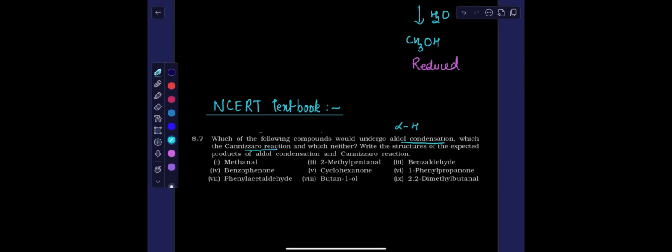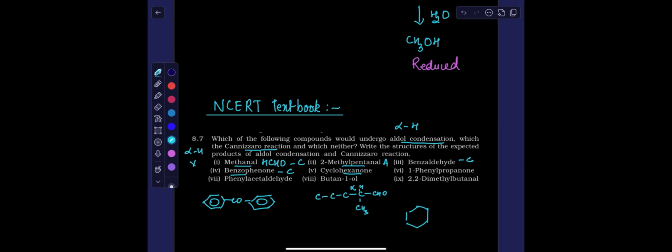Let's see some reactions from the NCERT textbook. There are some compounds and we have to see that if they have alpha hydrogen they will show aldol. If they do not have alpha hydrogen they'll show Cannizzaro. So methanal does not have alpha hydrogen. This is the case which we have already discussed. Second, 2-methyl pentanal, and then benzaldehyde will also show Cannizzaro.